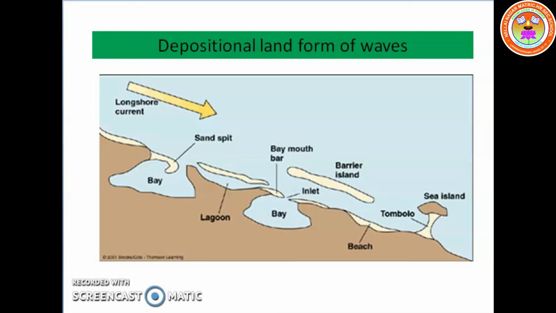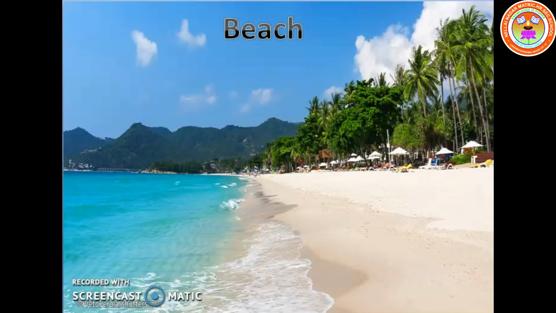First one, the beach. Sand and gravel are moved and deposited by waves along the seashore to form the beaches. This is the most dominant and constructive work of the sea. For example, the Juhu beach along the Mumbai coast, Puri beach in Odisha, and Marina beach in Chennai.